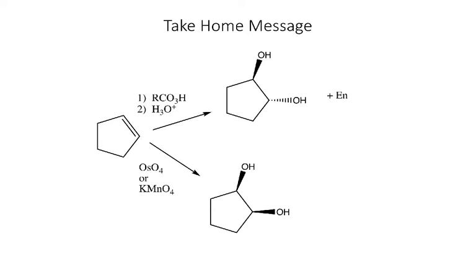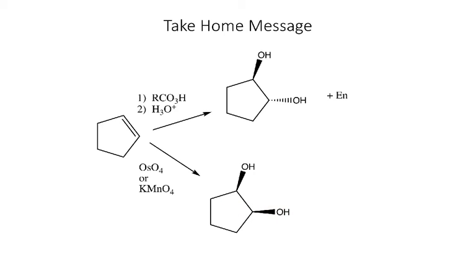If you see an alkene being reacted with a peroxy acid and then hit with an acid catalyst, that's going to yield the anti-addition of the two OH groups. If you see this osmium compound or potassium permanganate used as a reagent, that's going to give dihydroxylation, but it's going to give the syn addition.